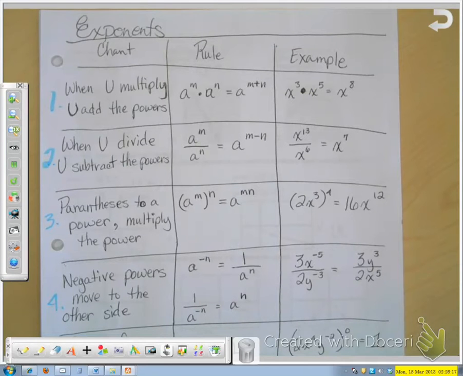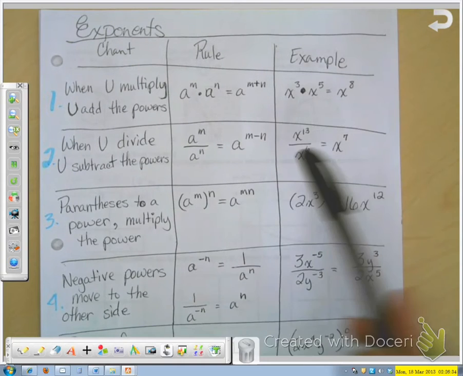Okay, welcome to part 1 of exponents. In part 1, if you have already downloaded the wonderful table that has all of the exponent properties, part 1 deals with property number 1. And property number 1 states that when you multiply, you're going to add the exponents or add the powers.